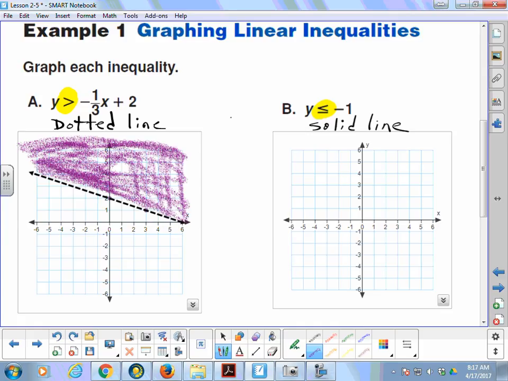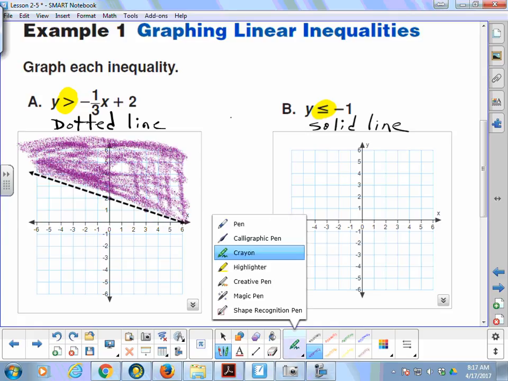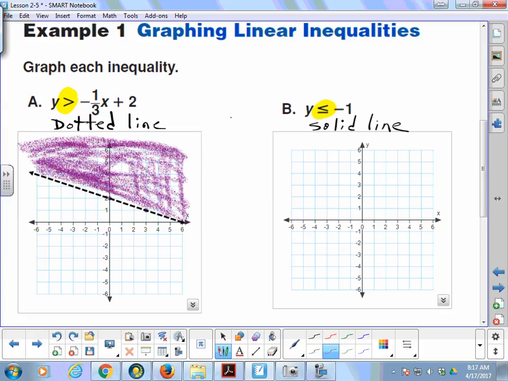So there is one way to check to make sure that you're shading the right area also. And when I check to make sure I'm shading the right area, I have one specific point that if I can use it, I want to use it. What point would that be? What's the easiest point to work with on the graph?